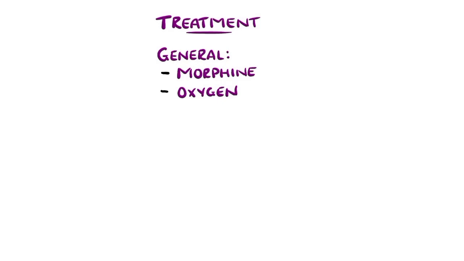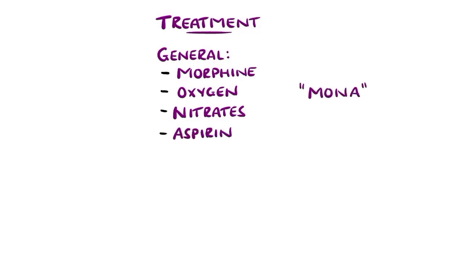General management involves analgesia, which is often morphine. Oxygen therapy as required to maintain saturations above 94%, provided there is not another appropriate range, such as in chronic obstructive pulmonary disease. The use of nitrates, most commonly glyceryl trinitrate sublingually or via intravenous infusion. Aspirin is also used in most cases. This is remembered with a mnemonic, MONA. Antiemetics such as metoclopramide may also be added.